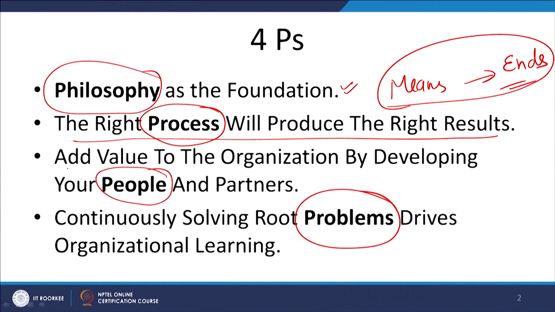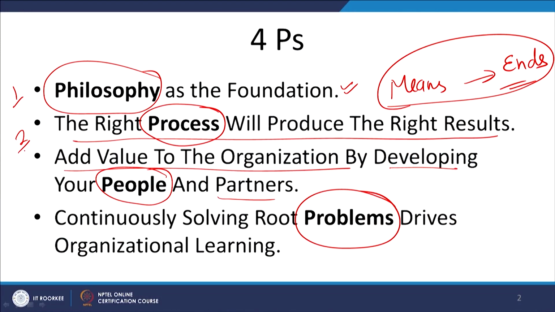So as an intelligent person, as a rational human being, I always want to learn new things. And when I want to learn new things, for that purpose, I need challenges. Without challenges, without stress, I cannot learn new things. And that is what Toyota says, that you can add value to the organization by developing your people and partners. And that is going to happen by challenging them. And that is the third important P.